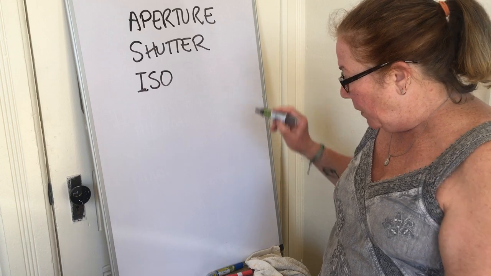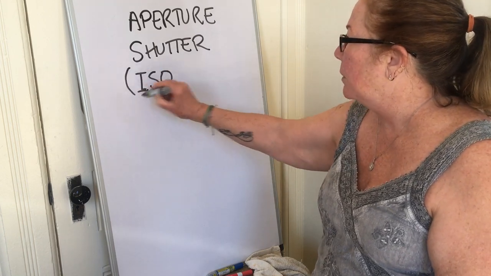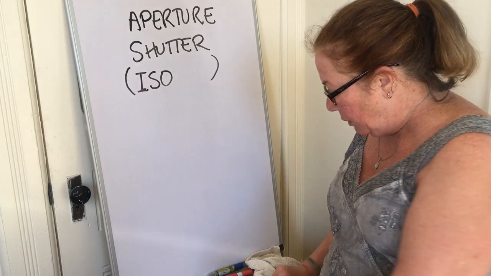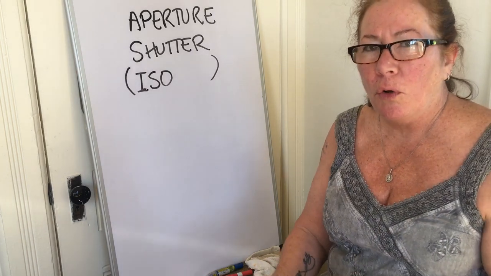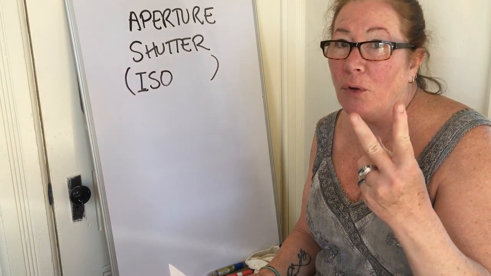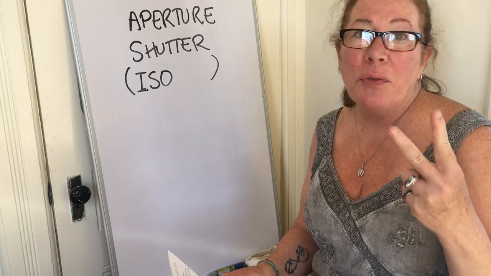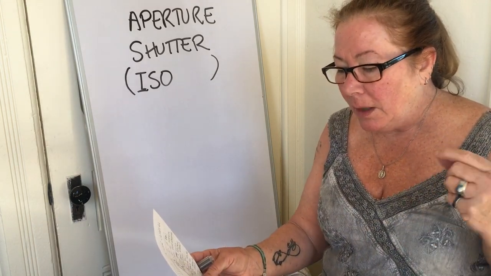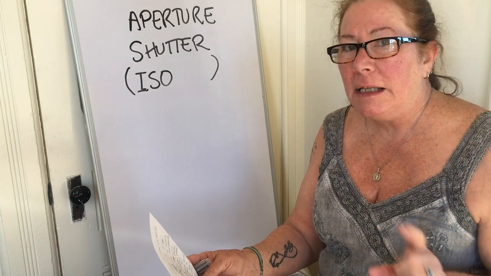Right? So we won't mess with the ISO at this time. Okay? We're not going to talk about this control right now because I want you to concentrate on our two most important controls, right? I want you to understand how those work together, that theory of reciprocity, before we get into the ISO.